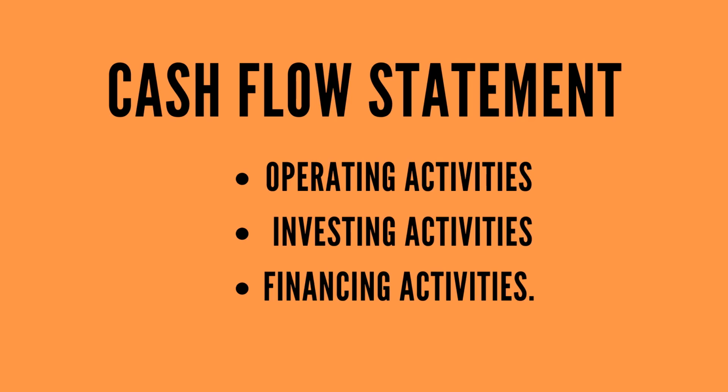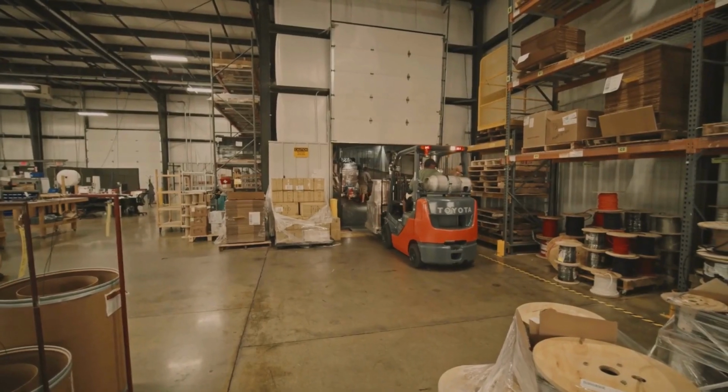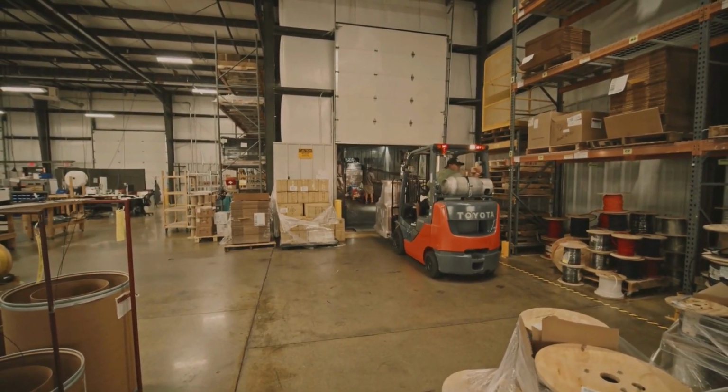The first section, operating activities, tracks the cash generated or used in your core business operations. This includes cash inflows from things like sales revenue and cash outflows for payments to suppliers, employees, and other day-to-day expenses. Operating activities reflect the health of your business's core functions.